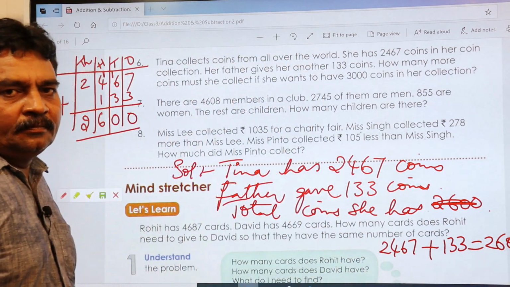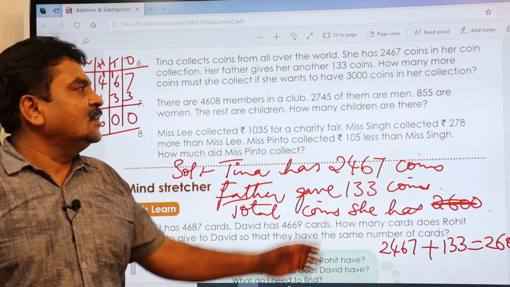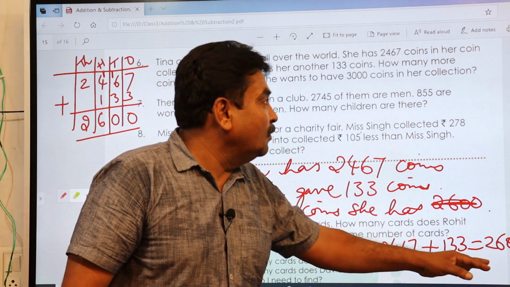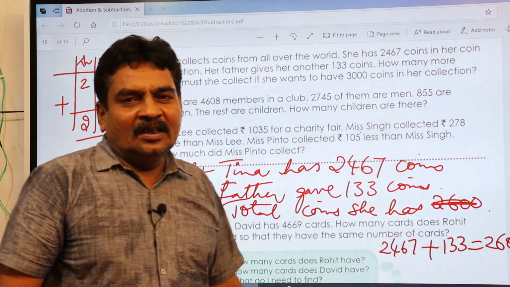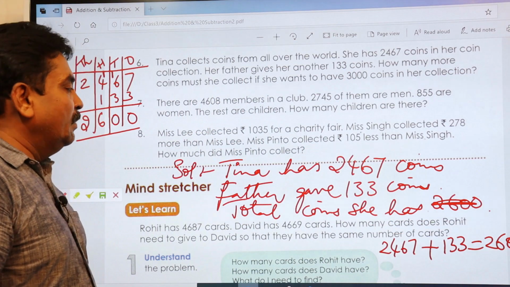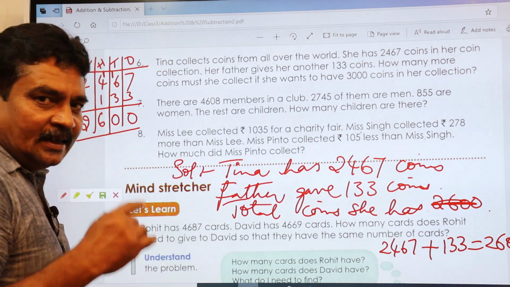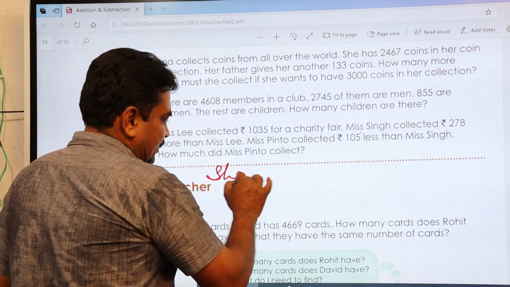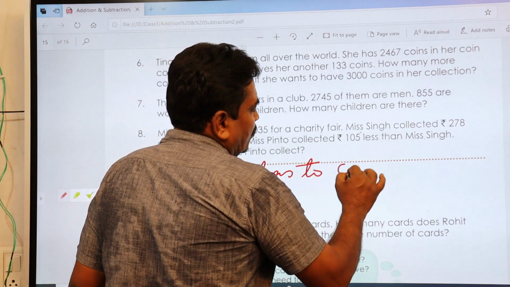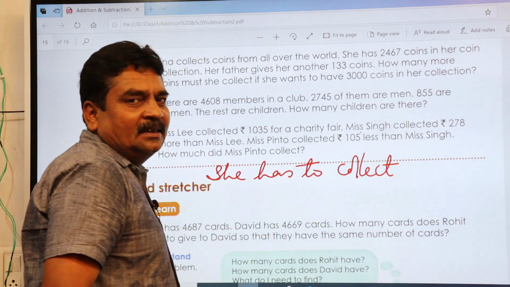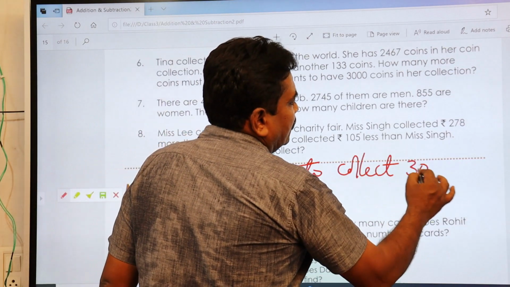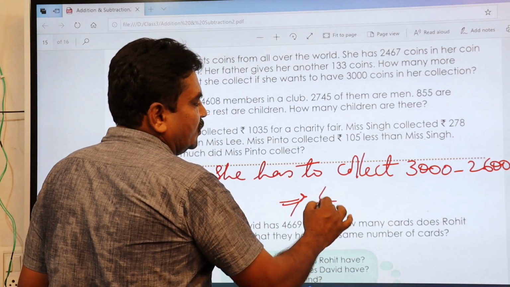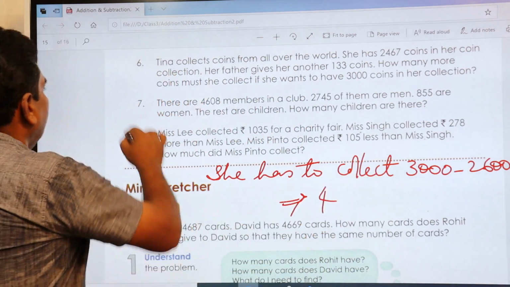That gives 2600 coins. Actually, how many coins is she interested to collect? 3000. So how many more coins does she have to collect? That means 3000 minus 2600. Remember this 2600 for your next step. Now she has to collect 3000 minus 2600. That is nothing but how much you get if you do it column-wise.